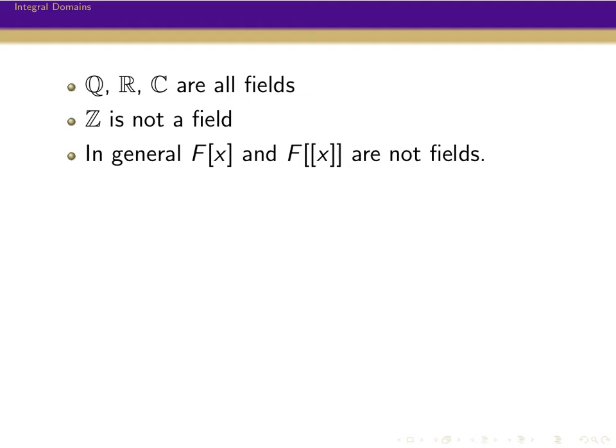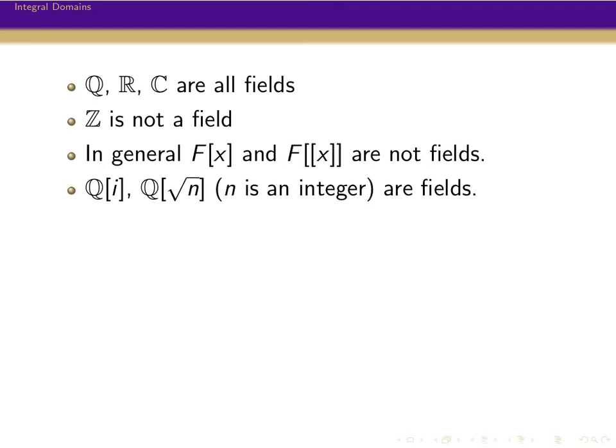In general, if you start with a field and then you look at the polynomials over the field, so the polynomials with real coefficients or polynomials with rational coefficients, that is not going to be a field. Similar to the set of formal power series, that is also not going to be a field. And that's just because generally the x itself, which is going to be an element of that, is not going to have an inverse, and so that prevents it from being a field.